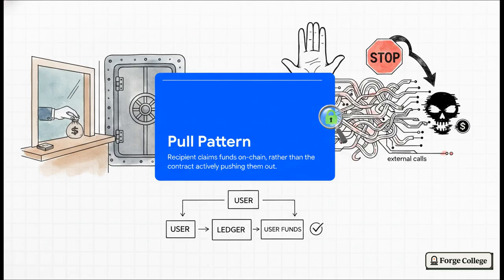Why does this matter? Well, actively pushing funds out means making external calls to unknown addresses, which can trigger completely unexpected control flows or malicious fallback functions. By making the user pull their funds, we completely sidestep that chaos. The user asks for their money, the contract checks the ledger, and hands it over. Clean, simple, and insanely secure.